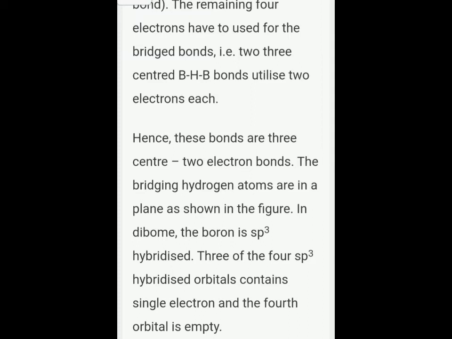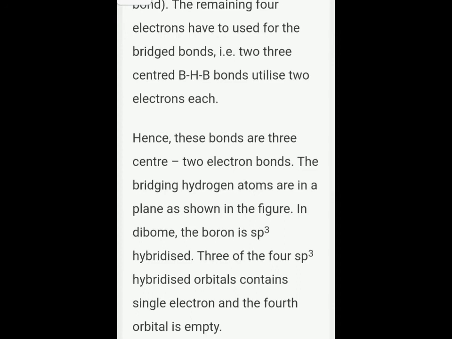There is a 3 centered BH bond. In the upward direction there is 1 BHB unit and in the downward direction also 1 BHB unit, so there are 2 three centered BHB bonds. Why are they called 3 centered? Because 3 atoms are involved: one boron, one hydrogen and another boron. They utilize 2 electrons each, hence each bond is a 3 centered 2 electron bond. The bridging hydrogen atoms are in a plane, as shown in the figure.